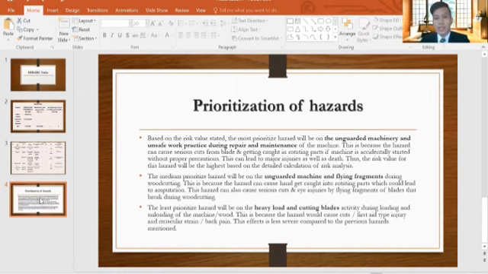And finally, the least prioritized hazard would be the heavy load and cutting blade activity during the loading and unloading of the machine or the wood. This is because the hazard would cause cuts or first aid type injury and muscular strain or back pain. This effect is less severe compared to the previous hazards mentioned before.